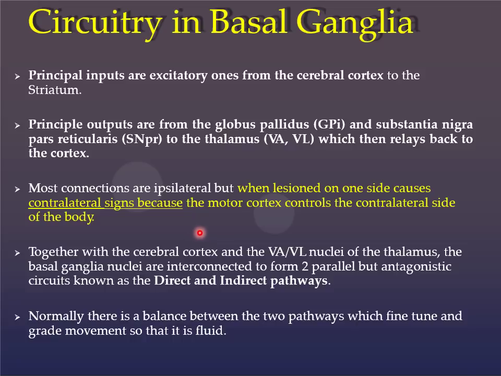Together with the cerebral cortex and VA-VL nuclei of the thalamus, that's ventral anterior, ventral lateral, the basal ganglia are interconnected to form two parallel but antagonistic circuits known as the direct and the indirect pathways. Normally, there is a balance between these two pathways which control fine tuning of movements so that it is fluid, but they do not directly control the strength of a movement.